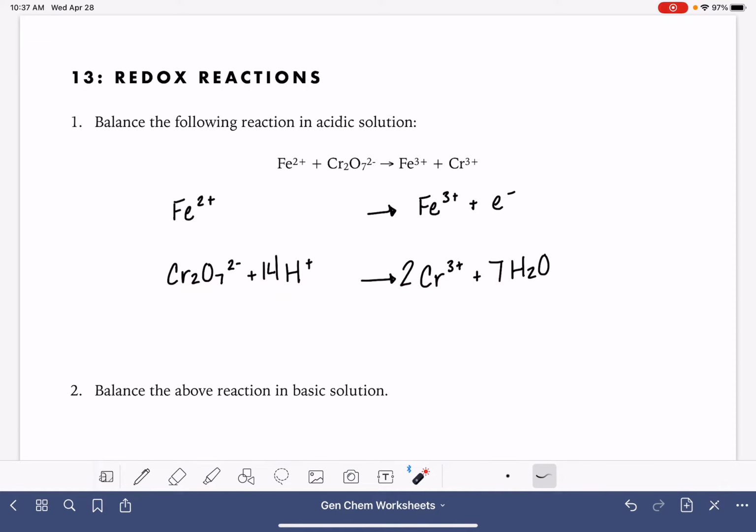The last thing that we need to do is balance the charges. So let's add up our total charge on the left-hand side. We have a -2 + 14. -2 + 14 adds up to a total of +12.